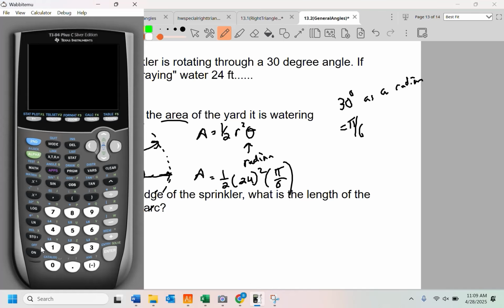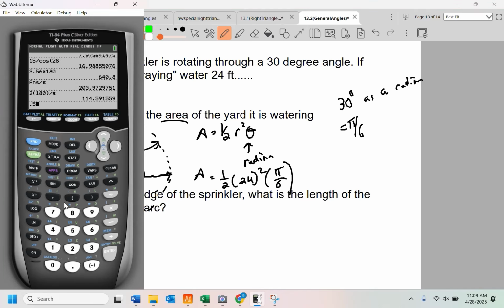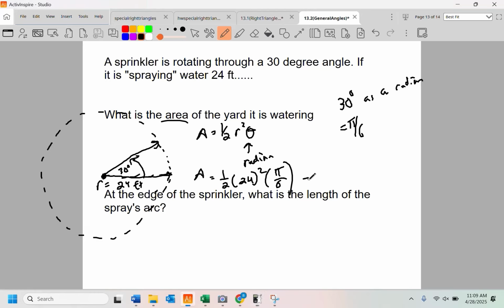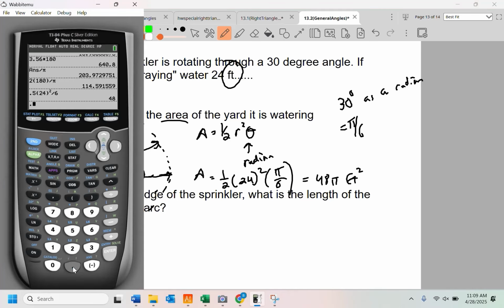And I'm going to do this in exact form here. 0.5 times 24 squared divided by 6. It's 48 pi. Let's see, this was feet, square feet. Now, if you're not an exact area person, you can just type it in all as it is.